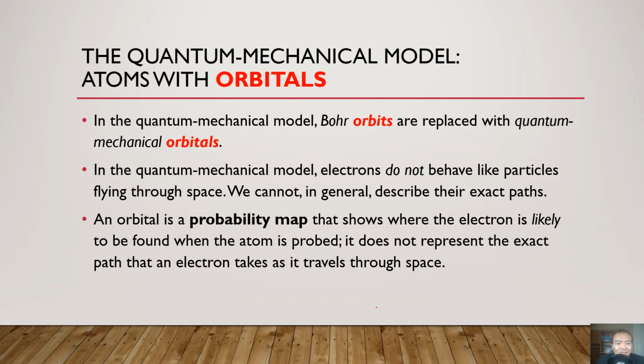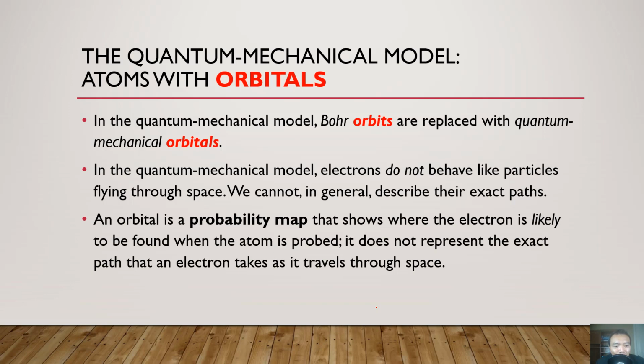In quantum mechanics, the orbits in Bohr's model are replaced with quantum mechanical orbitals. So what's the difference between orbits and orbitals? The orbits are just like the orbits for the planets surrounding the stars. You can predict exactly when and where the planet is. So in Bohr's model, you should be able to predict when and where exactly that electron is. However, in the quantum mechanical model, you cannot predict when and where you can find that electron.